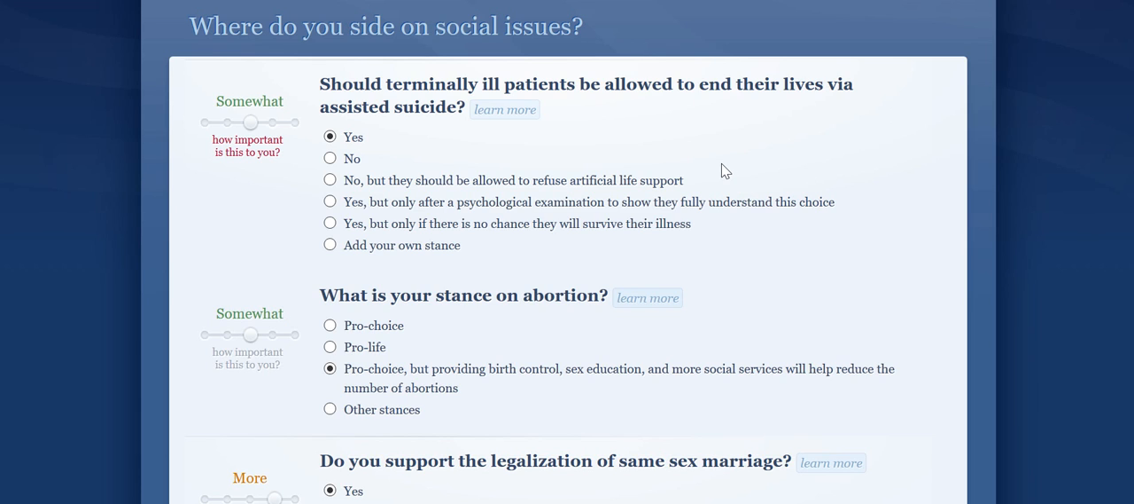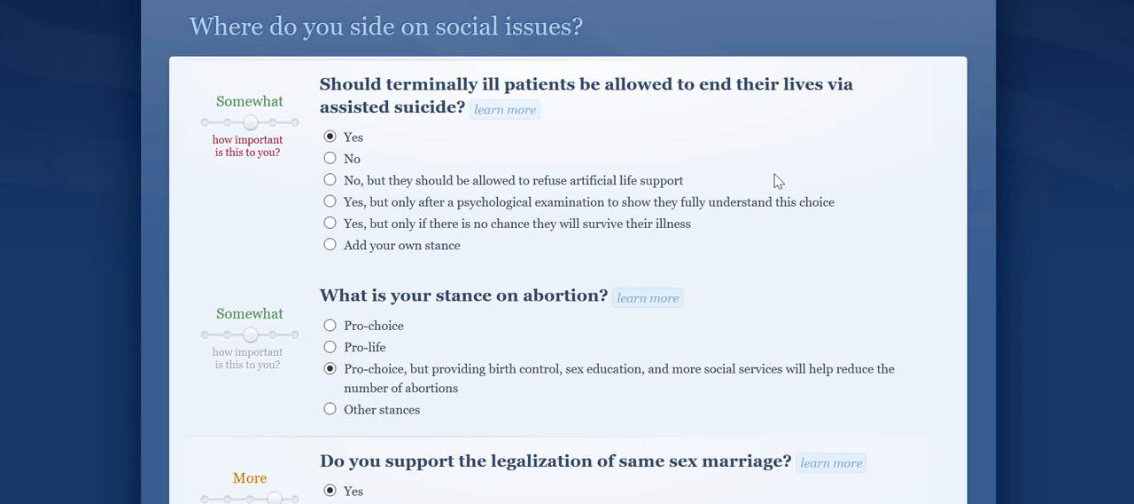Should terminally ill patients be allowed to end their lives via assisted suicide? Yes, no, but they should be allowed to refuse artificial life support. Yes, but only after psychological examination to show they fully understand this choice. Yes, but only if there was no chance they will survive the illness. Yeah, that's what terminal means, dipshit. Okay. I like how right off the bat, this is a tough one.